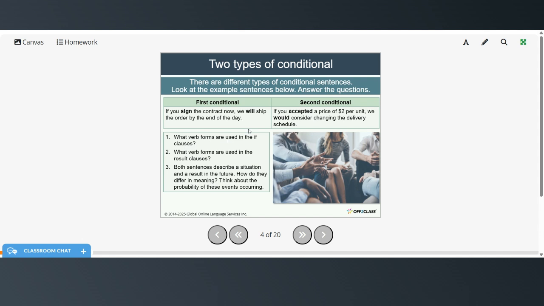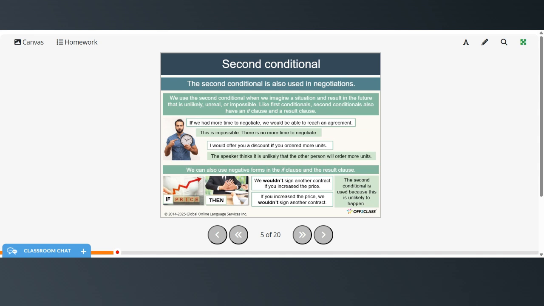So in the first conditional, it's we will. And in the second conditional, we would. And both sentences describe a situation and a result in the future. How do they differ in meaning? Think about the probability of the events occurring. Well, the first one, it's almost 100% likely. They're saying, if you sign the contract right now, we guarantee that we will ship the order by the end of the day. Here, it's a little more uncertain. If you were to accept a price of $2, then we would consider changing the delivery schedule. So a second conditional, the future event is not quite as certain as in the first conditional.